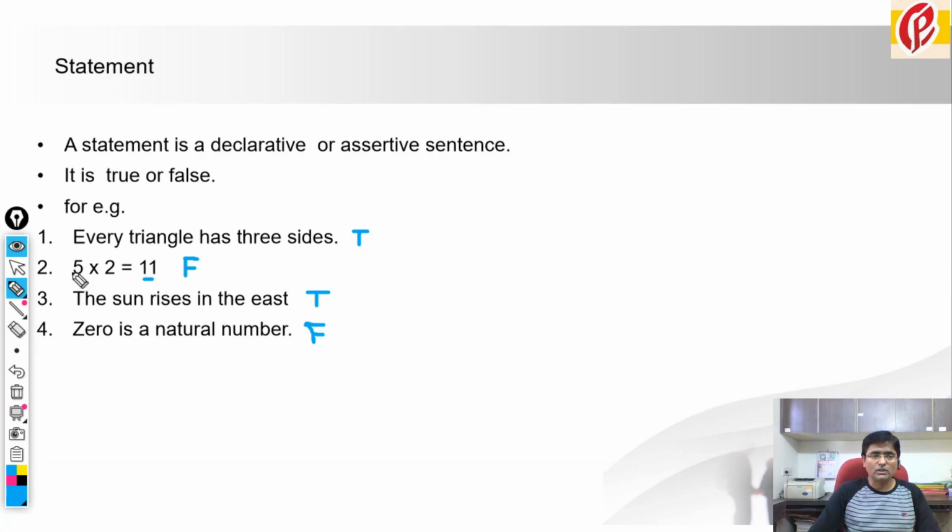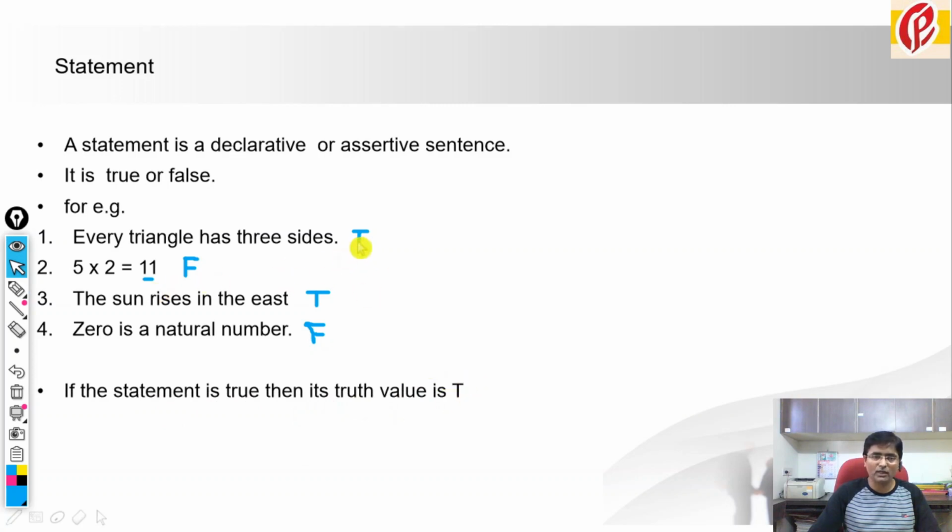So a statement is a declarative or assertive sentence and it is true or false. If the statement is true, then its truth value is T. So this T and F are called the truth values. If the statement is true, then the truth value is T. And if the statement is false, then its truth value is F.